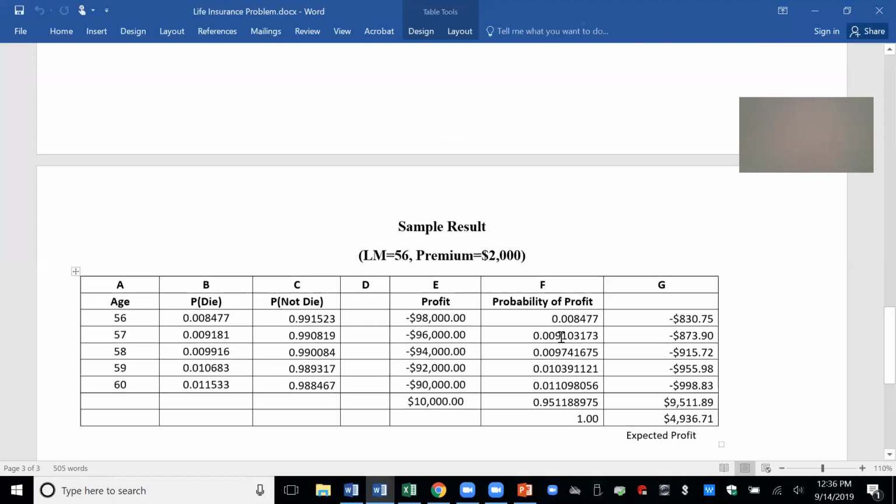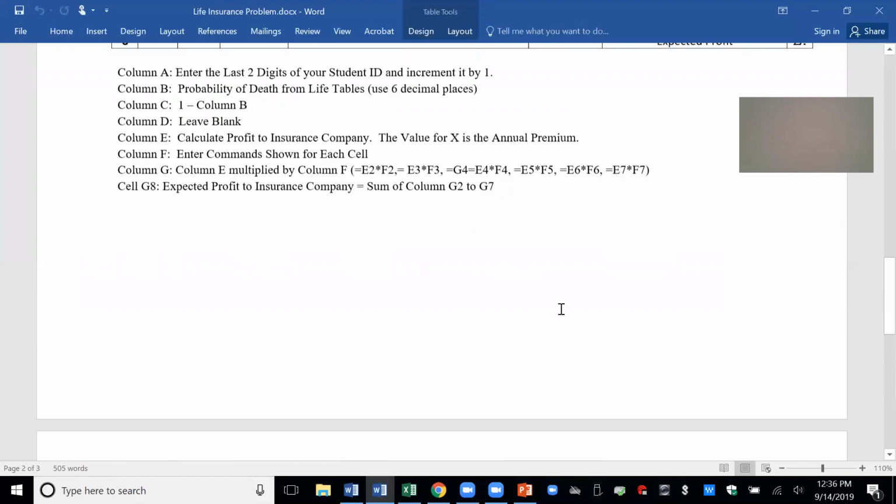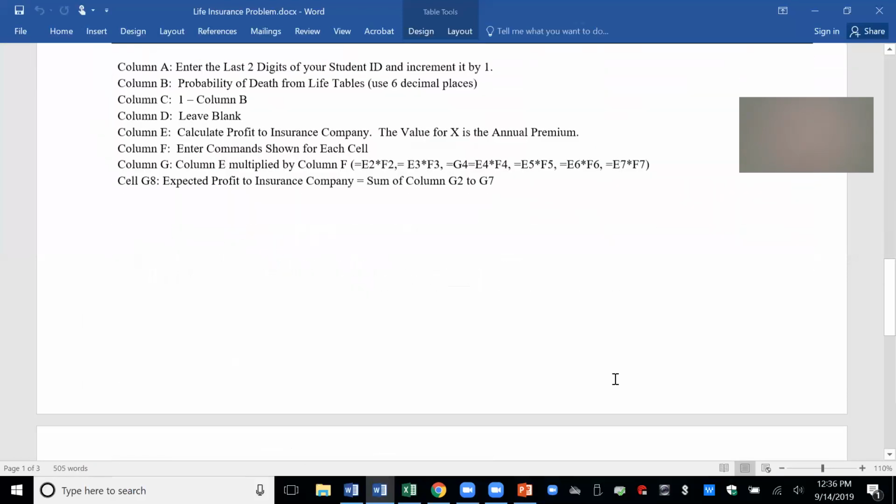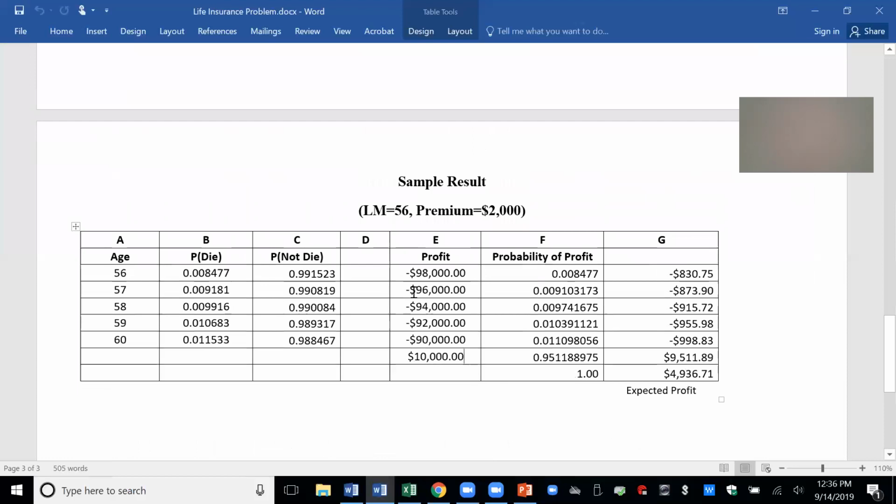To create the probability of profit here, I've illustrated how to, what command to use for each one of your cells. So to get cell F2 here, you just equate it to B2. To do F3, you say it's C2 times B3, and so on. I've given you the instructions.